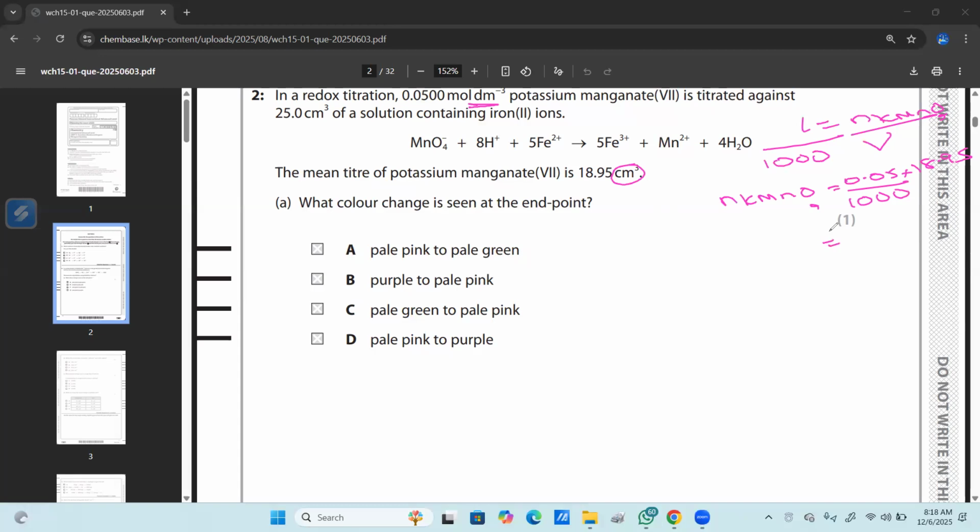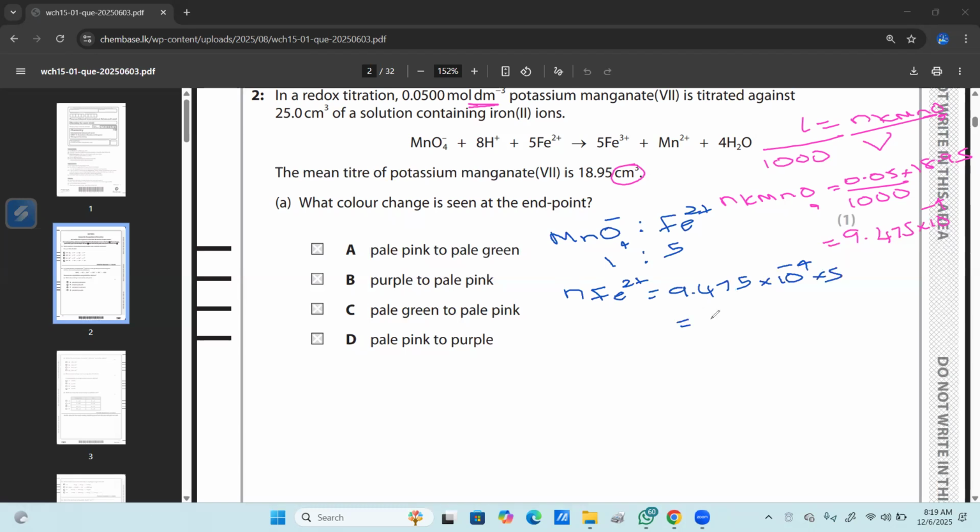0.05 divided by 1000 into 18.95, you get 9.475 into 10 to the power minus 4. That is the moles of permanganate. Then we need to find the moles of Fe2+. For that, we need the stoichiometric ratio between iron and permanganate. As you can see, it's 1 to 5. To find the moles of Fe2+, we need to multiply this by 5.